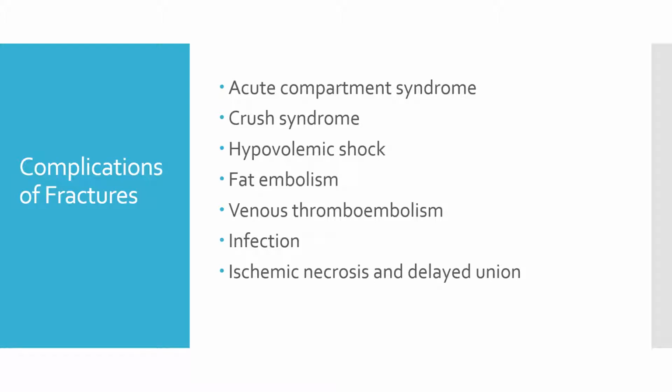Some chronic complications such as ischemic necrosis and delayed union can happen. Ischemic necrosis is when blood supply to the bone is disrupted, causing decreased perfusion and death of bone. Delayed union is a fracture that is not healed within 6 months of injury.